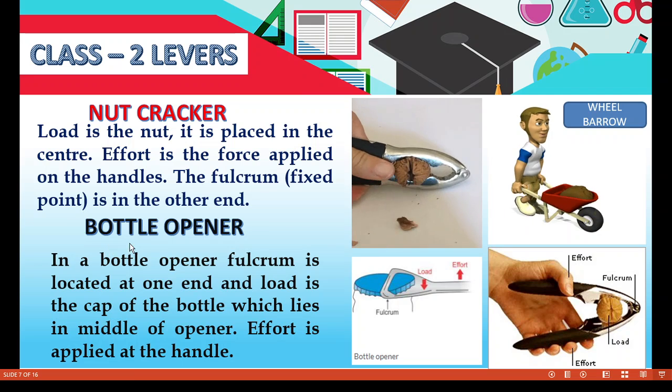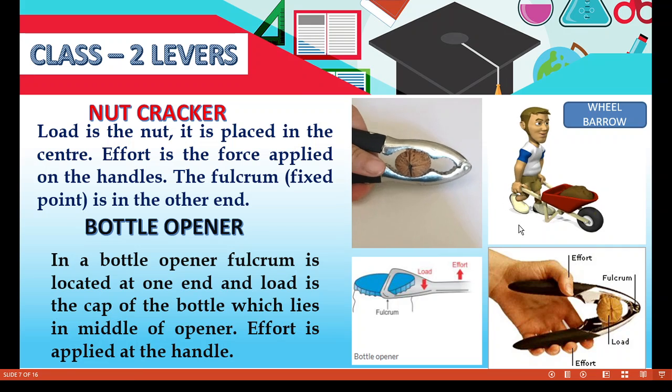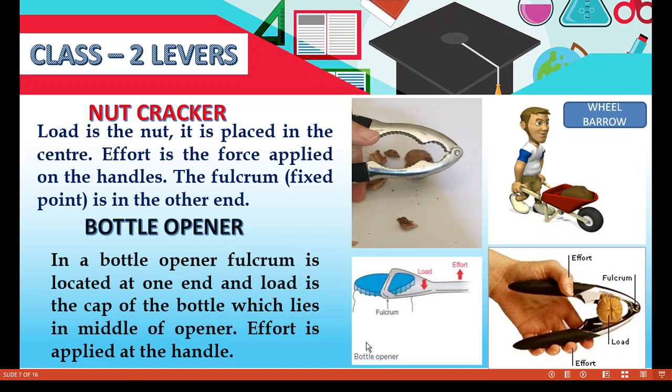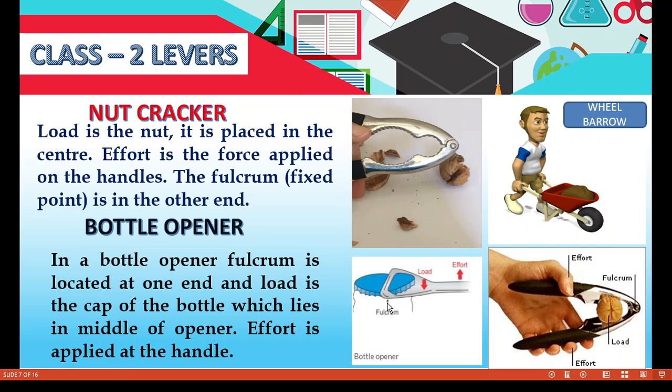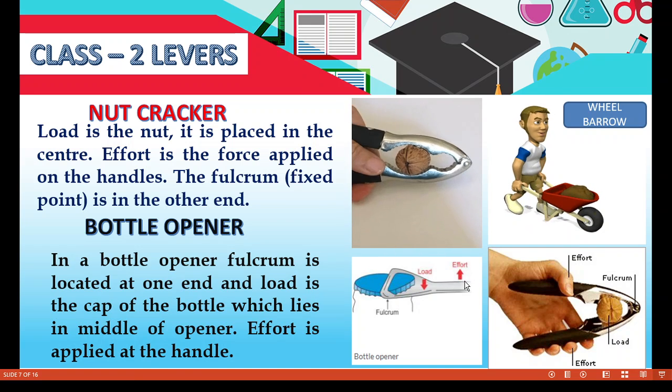Another example of class 2 levers is the bottle opener. Look at this here. So wheelbarrow, nutcracker, another one is bottle opener. Here the fulcrum is at one end, and the effort, that is the external force applied on the handles, is at the other end, which is opposite to the direction of the load.